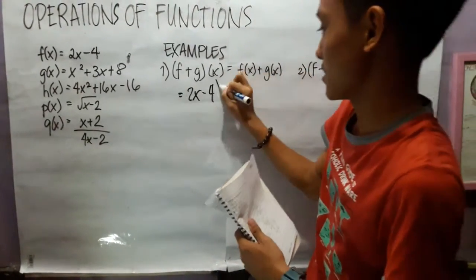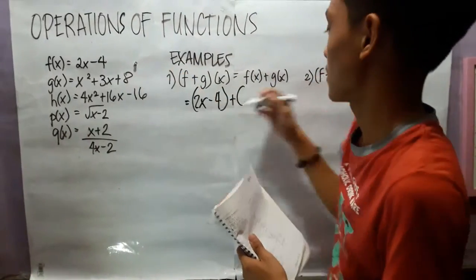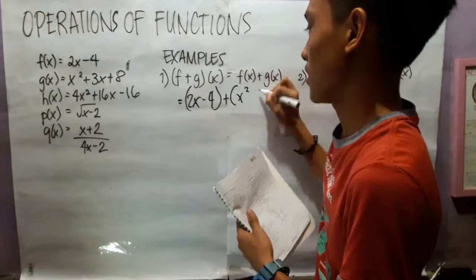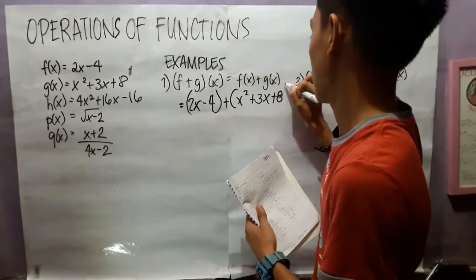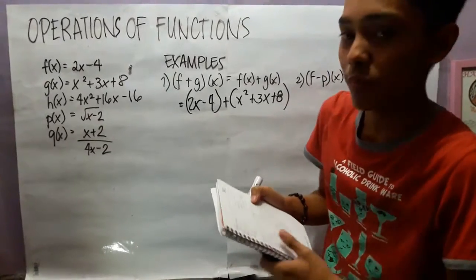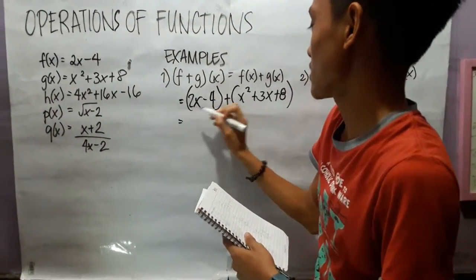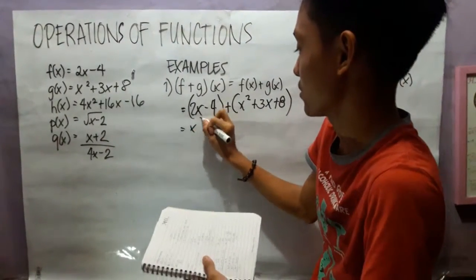Plus g of x, which is here: x squared plus 3x plus 3. Now we're gonna combine like terms, which is, now, dahil wala siya kamukha, lalagay lang natin siya dito.